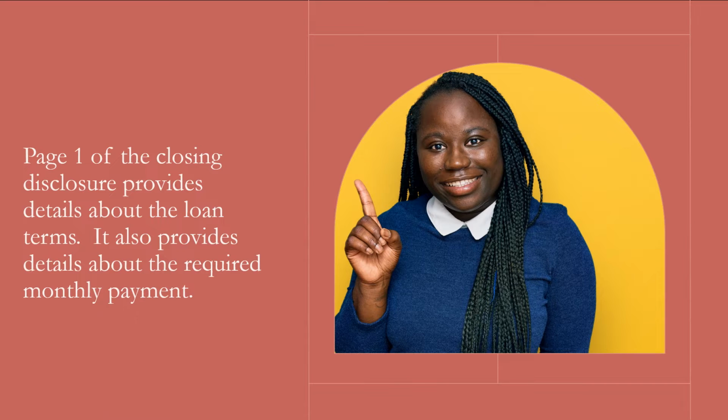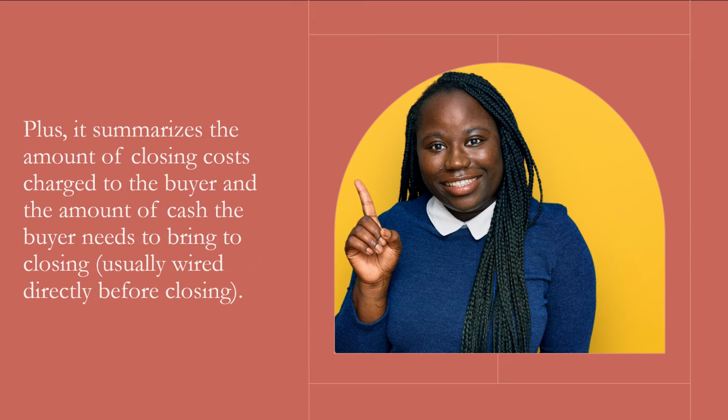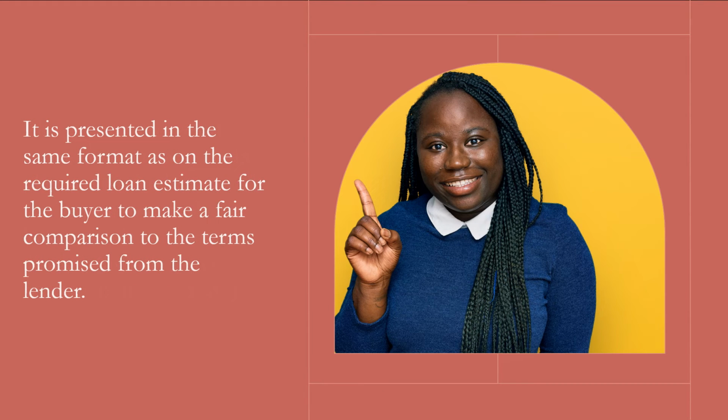Page 1 of the closing disclosure provides details about the loan terms. It also provides details about the required monthly payment. Plus, it summarizes the amount of closing costs charged to the buyer and the amount of cash the buyer needs to bring to closing, usually wired directly immediately before the closing. It is presented in the same format as on the required loan estimate for the buyer to make a fair comparison between the two documents to ensure that the terms promised from the lender match the actual closing disclosure.